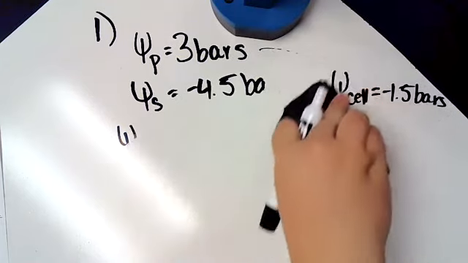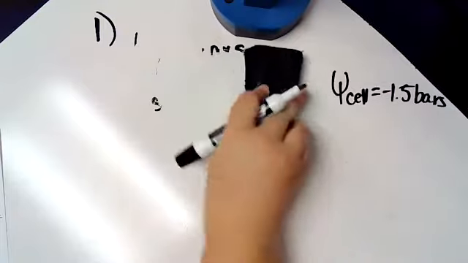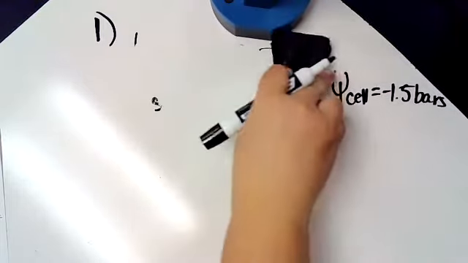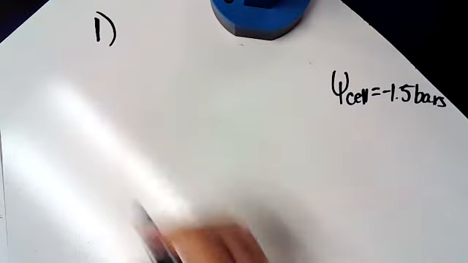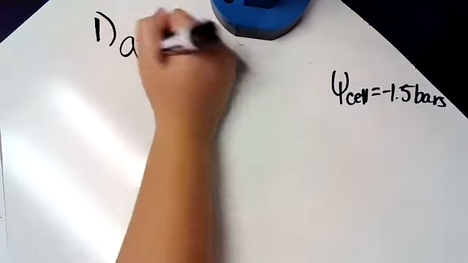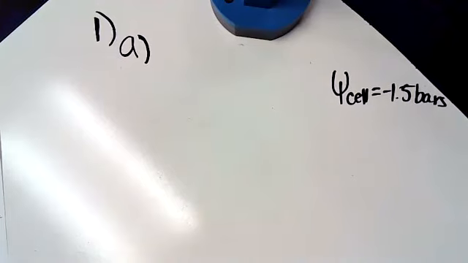So then 1A, I can get this all erased nicely, 1A is asking, says the same cell is placed in an open beaker with a glucose solution that has a solute potential of a negative 4.0 bars. Calculate the water potential of the solution in the beaker and decide which direction the water will flow.